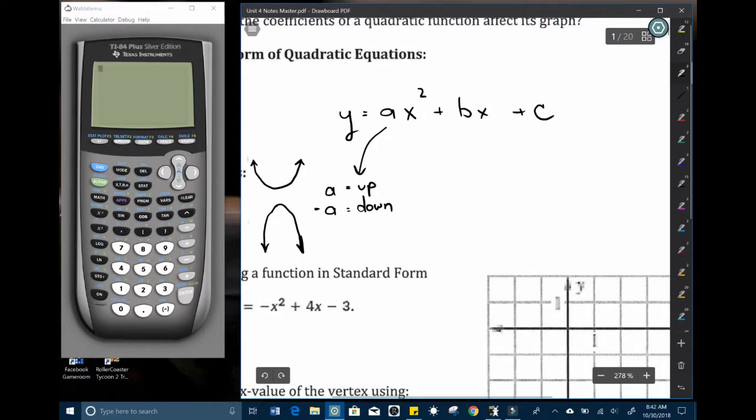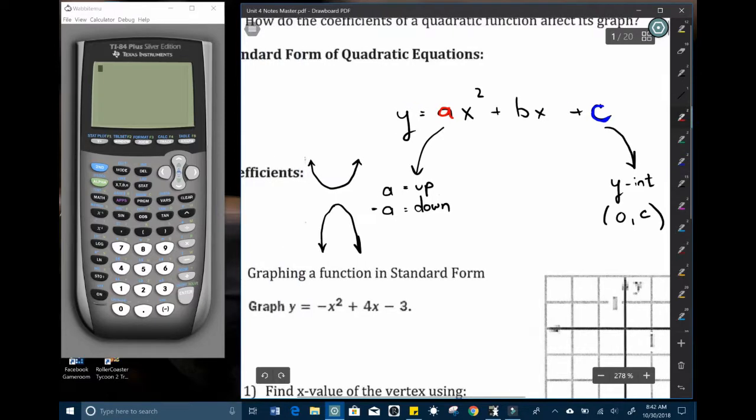The main other thing is c is our y-intercept. For a graph that has a y-intercept of 5, it would be at the point (0, c). That is your y-intercept, the main thing to know for that. b does a few other little things, and we'll get to that in a moment.